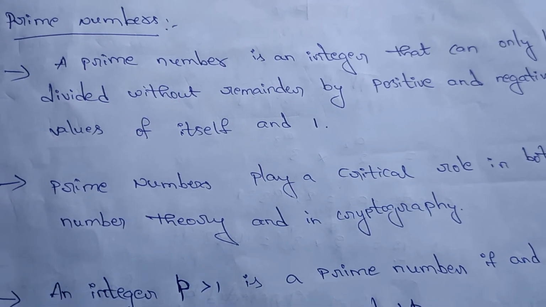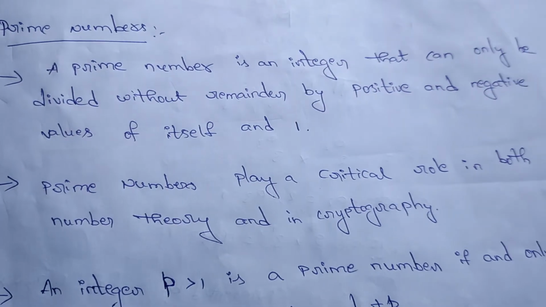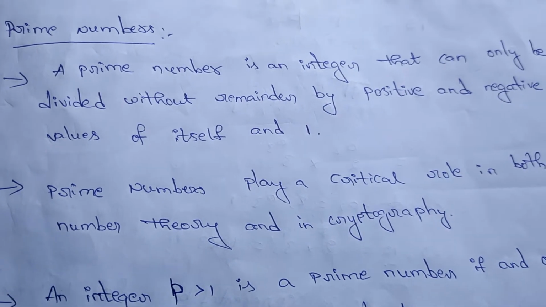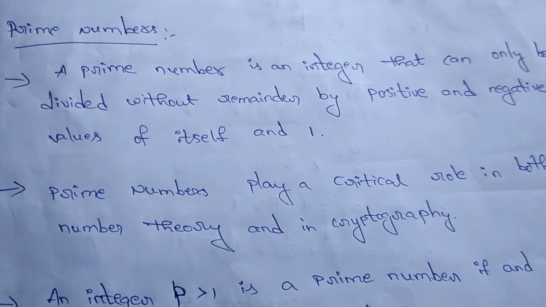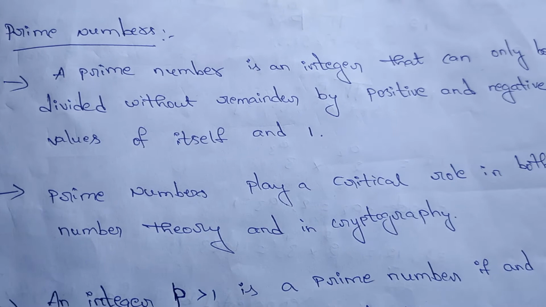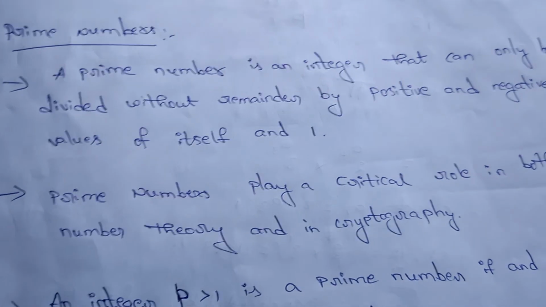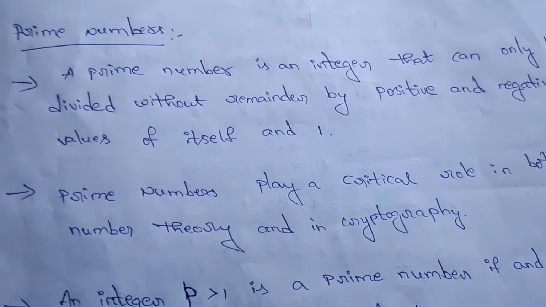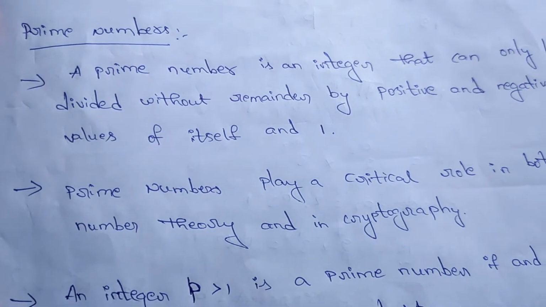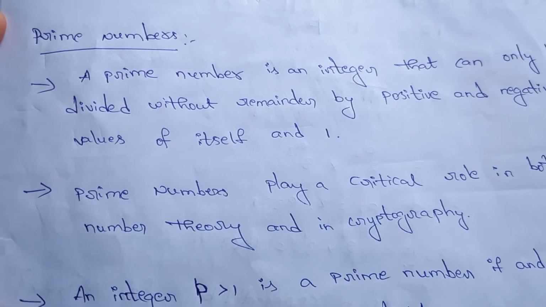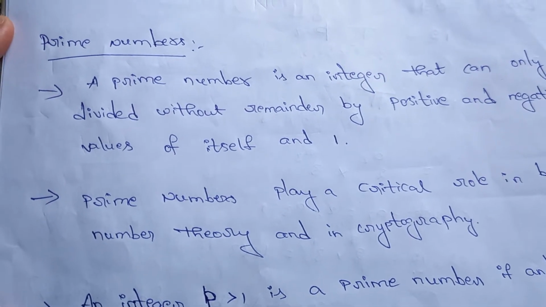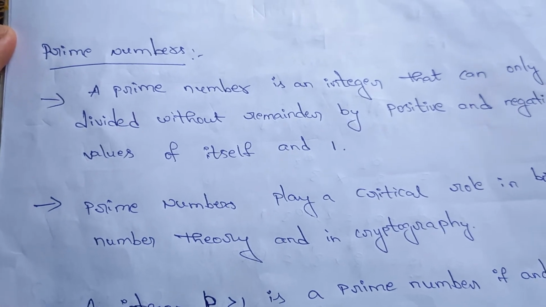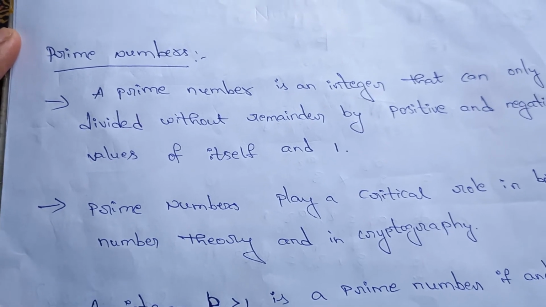Today's topic is prime numbers. A prime number is an integer that can only be divided without a remainder by positive and negative values of itself and 1. You know what a prime number is, right? 2, 3, 5, 7, 11. These are the prime numbers. How can we say that 2 is a prime number, 3 is a prime number?